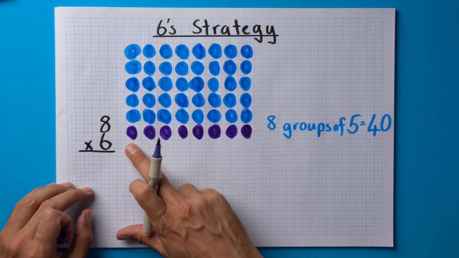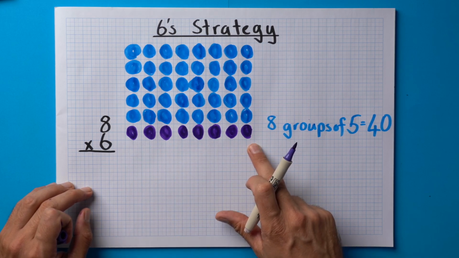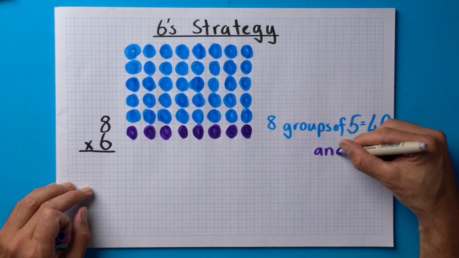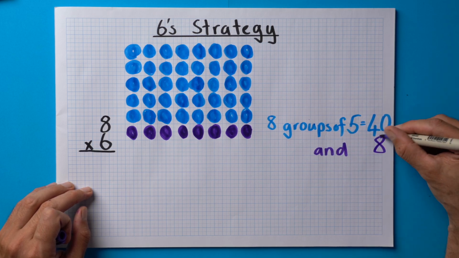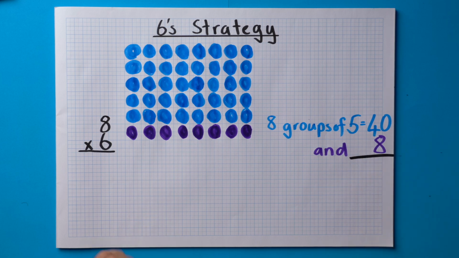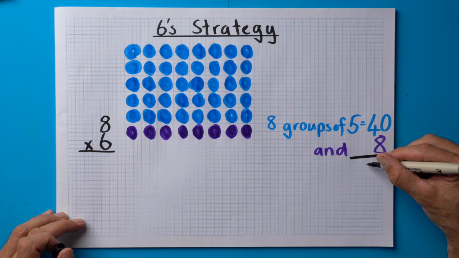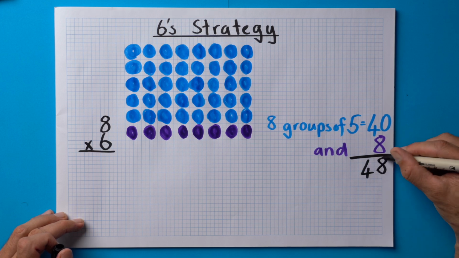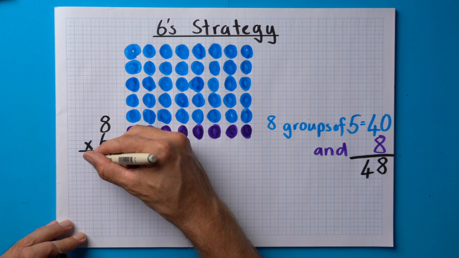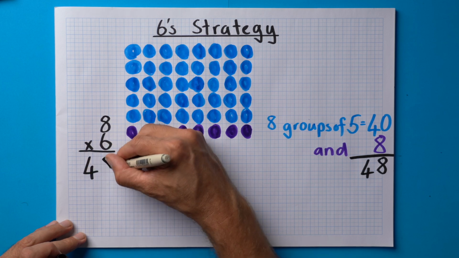With one more added to each group, we have 8 more. Giving us a total of 40 plus 8, 48. We know 8 groups of 6 is 48.